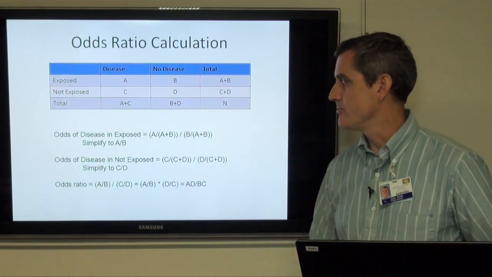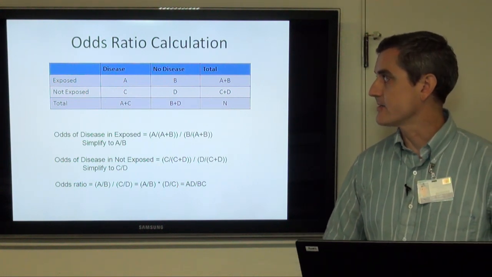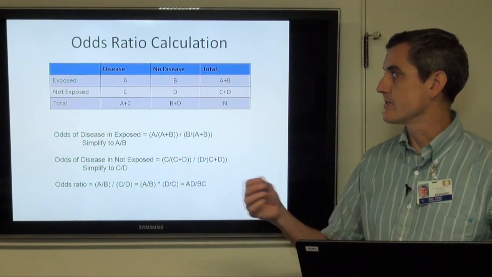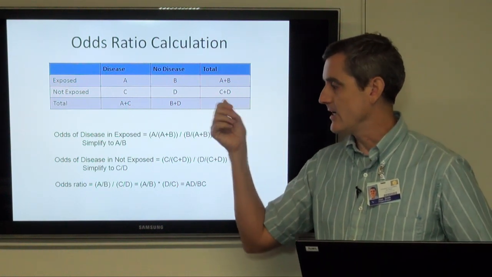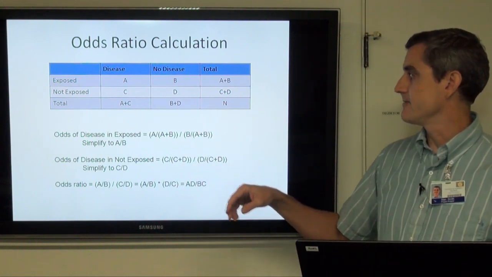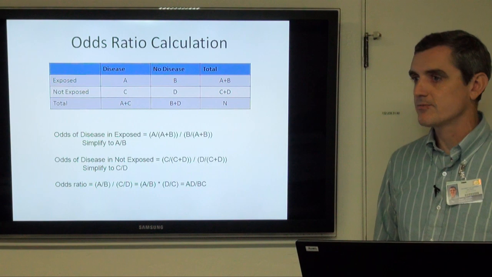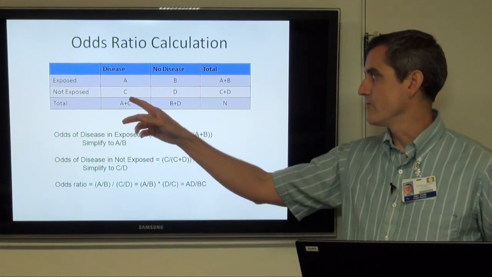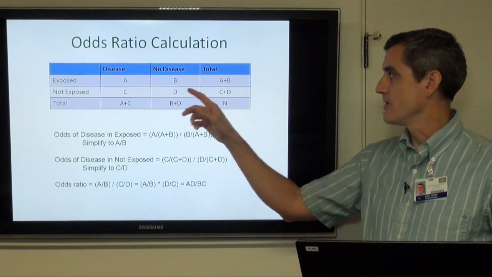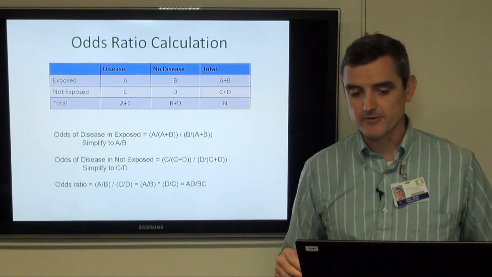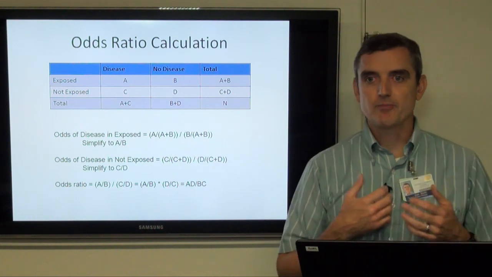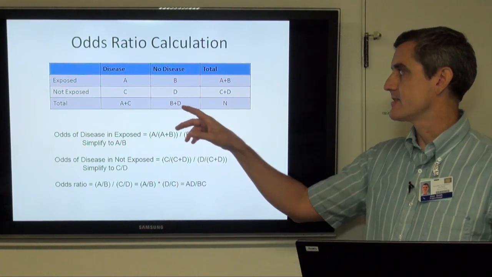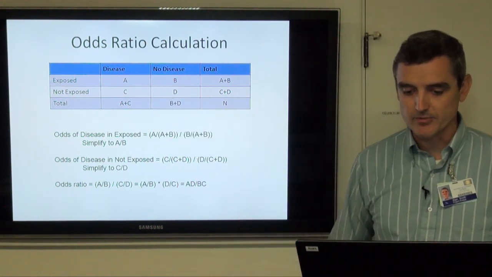And if you want to use that same 2x2 table to calculate an odds ratio, technically it's the proportion of the exposed who get the disease divided by the proportion of the exposed who do not have the disease. However, since the denominator in both of those is the total number of exposed, that cancels out, so that simplifies just to A divided by B. Similarly, with the not exposed, the total number of not exposed is in the denominator of both of these. That cancels out, so that simplifies to C over D. Usually, the equation that people use for calculating an odds ratio is called the cross product. So it ends up being A times D divided by B times C in this type of a table.